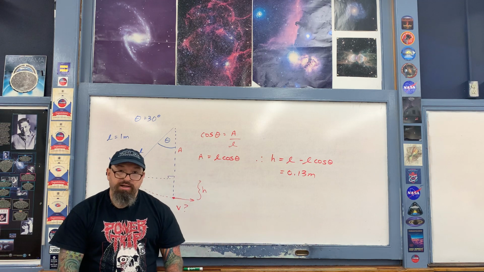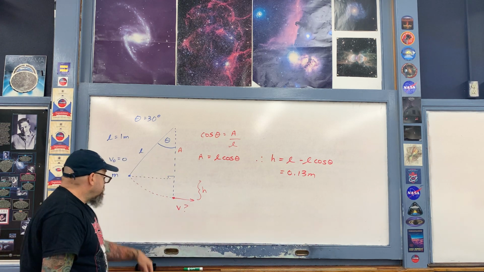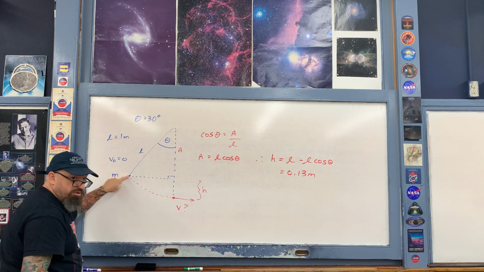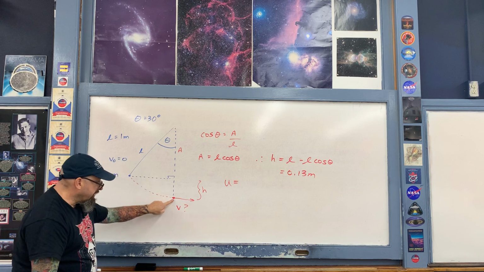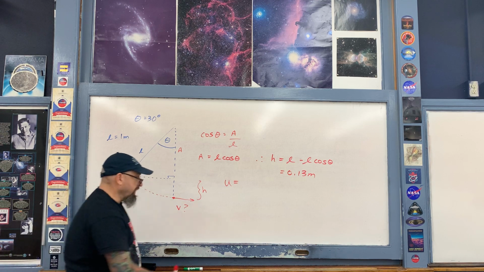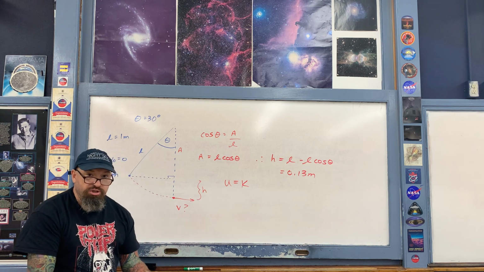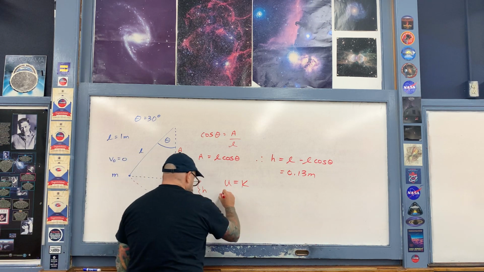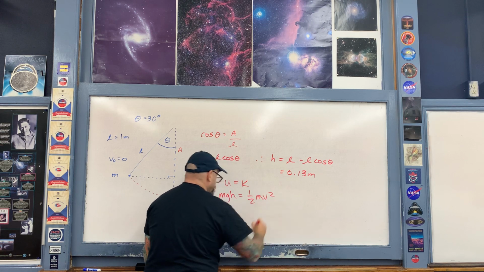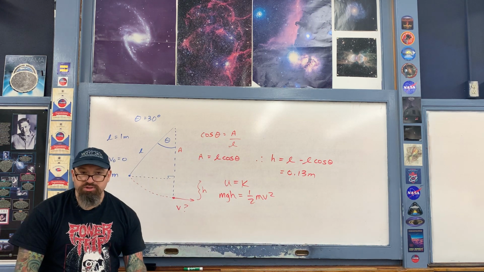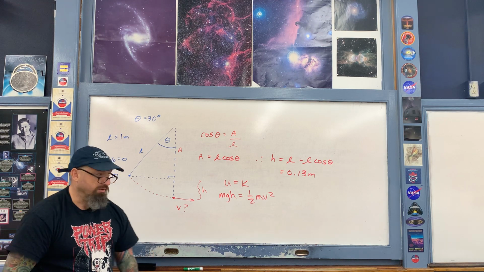Now that I know that height change, let's write down our conservation of energy expression. In this case, we start with all potential energy U. We then end with all kinetic energy K down here at the bottom of the swing. Recall, of course, that potential energy U is equal to mgh, and kinetic energy K is 1/2 mv squared. Now all we do is solve for the speed v, much like one of the earlier examples that we did in the previous video.